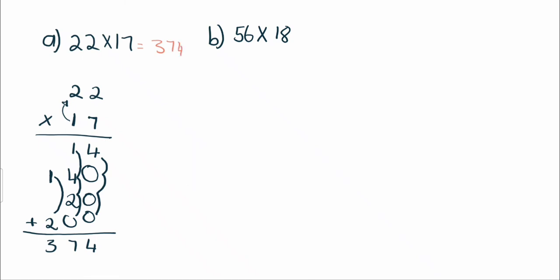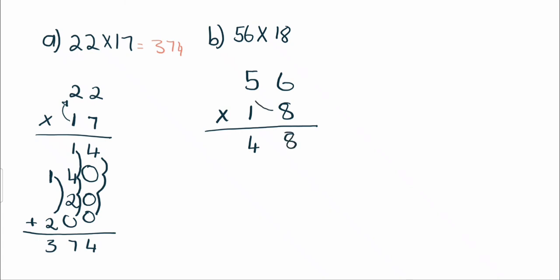Now let us quickly multiply 56 multiplied by 18. Again, the first thing you're going to do, write everything down in order. The first numbers you're going to multiply are 8 multiplied by 6. And 8 multiplied by 6 will give you 48.